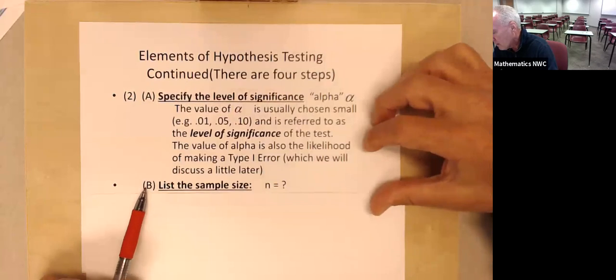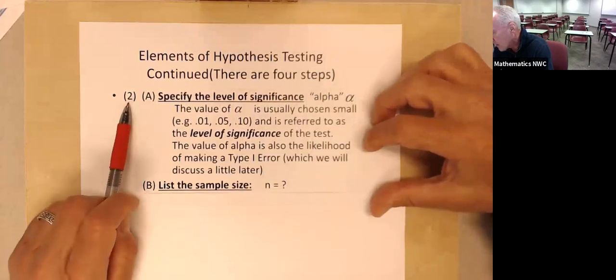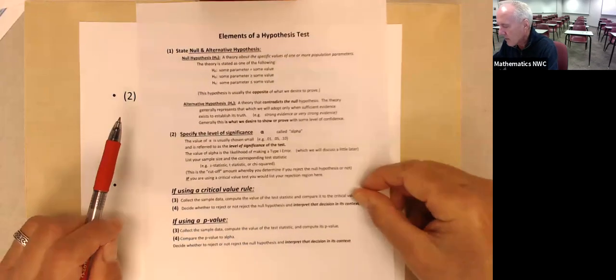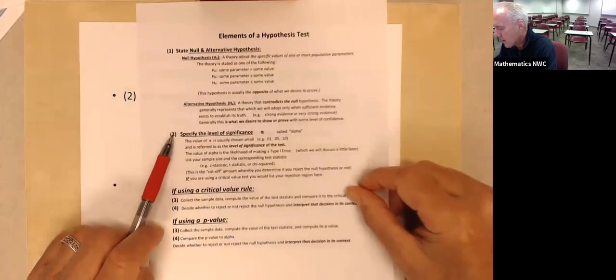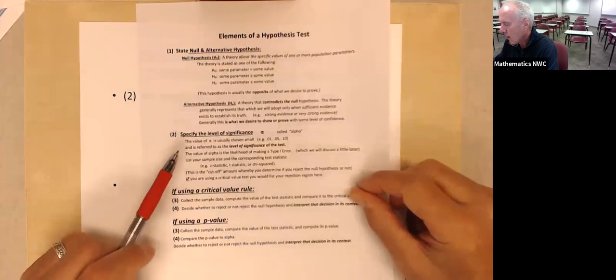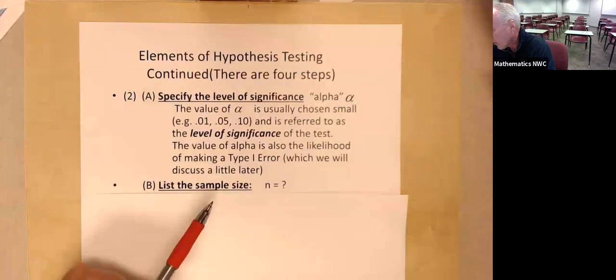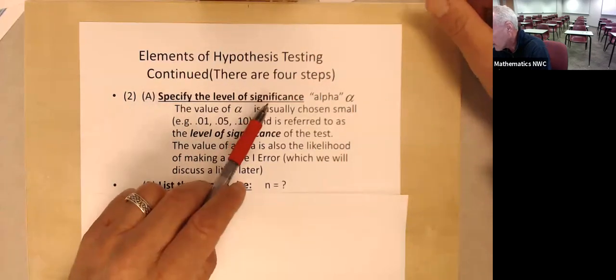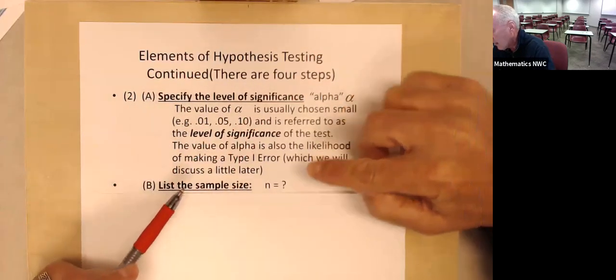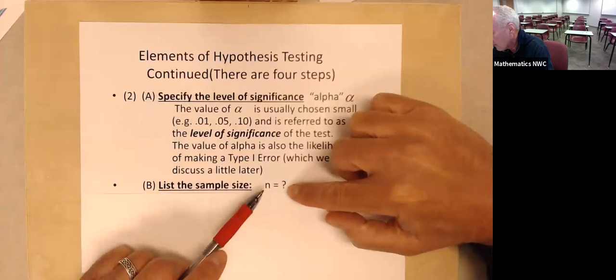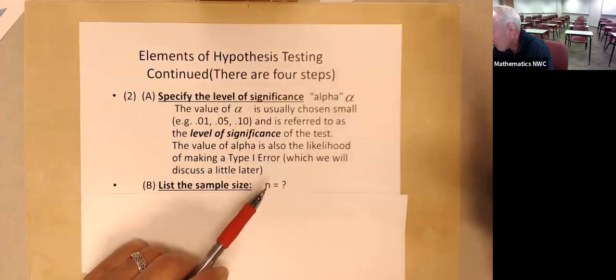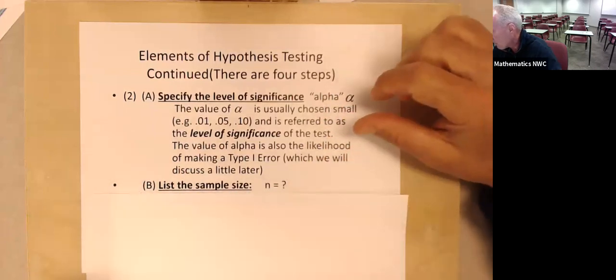Another component in this step 2 of your test, and we're looking at these components. I'm right here now in step number 2. One of the things that shows up is we list the sample size. So in step 2, we first specify the alpha level. Then I list the size of my sample. That's n might be equal to 10, might be equal to 50, might be equal to 500, whatever the sample in the problem gives you.